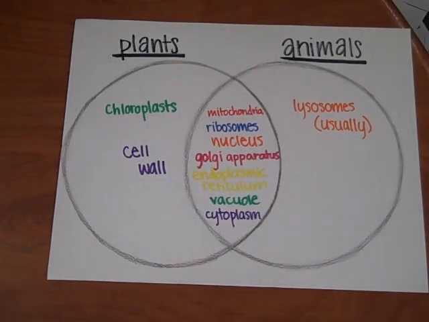Not all organelles are in both plant and animal cells. For example, chloroplasts are found exclusively in plants. There are also differences between cells that are found in both, like how the vacuole tends to be larger in plant cells.